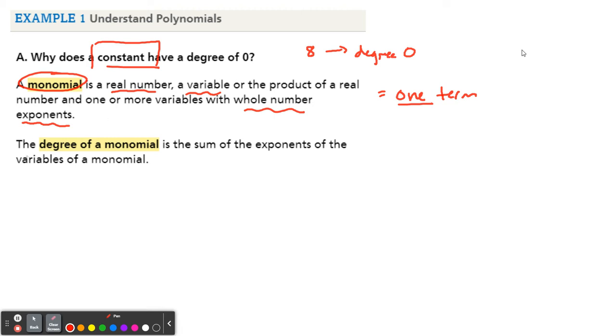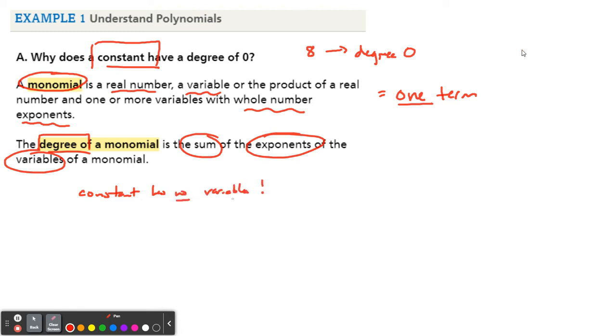Now, the degree of that monomial is going to be the sum of the exponents of the variables. Okay? So, why a constant has a degree of 0 is because a constant has no variables. And if it has no variables, there's no exponents to add, so its degree is going to be 0.